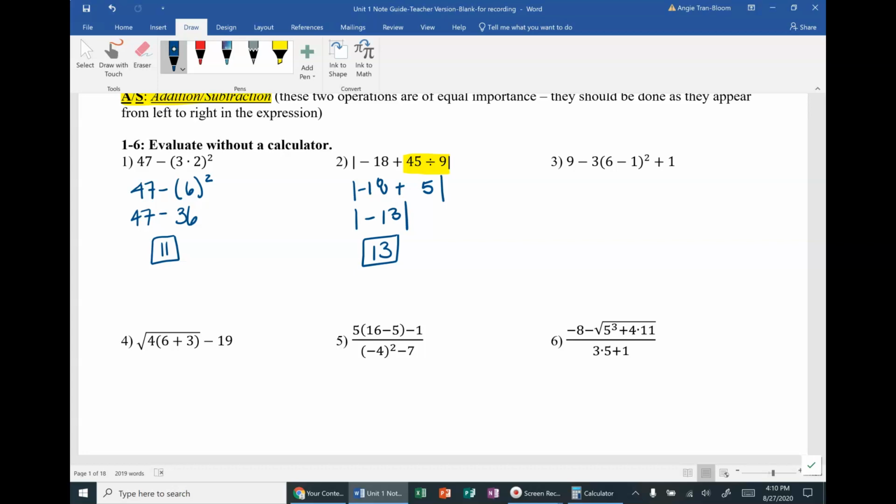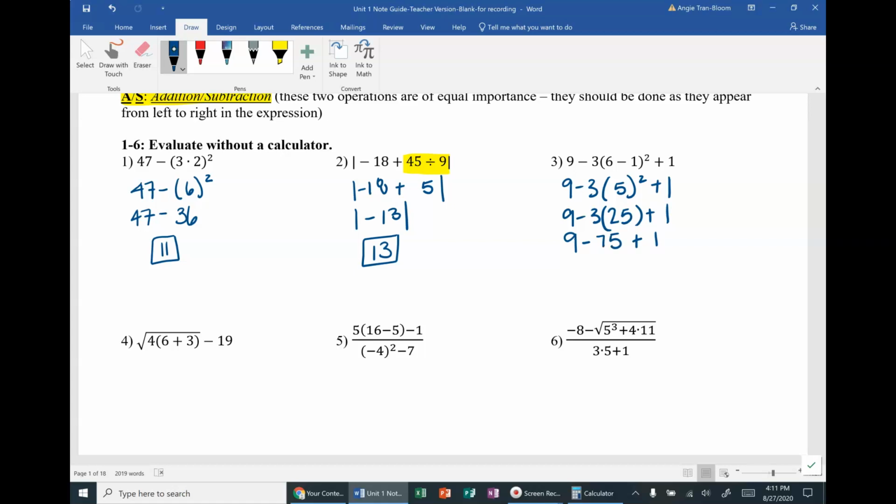Example number 3, and then again, we are going to start with parentheses. So drop everything else down. 6 minus 1 is going to give us 5 and square. Then exponent, 5 squared will give us 25, and I'm going to drop everything else down. As you can see, we now have subtraction, multiplication, and addition. So do multiplication first. So 9 take away 3 times 25, that's going to give us 75. And drop our 1 down.